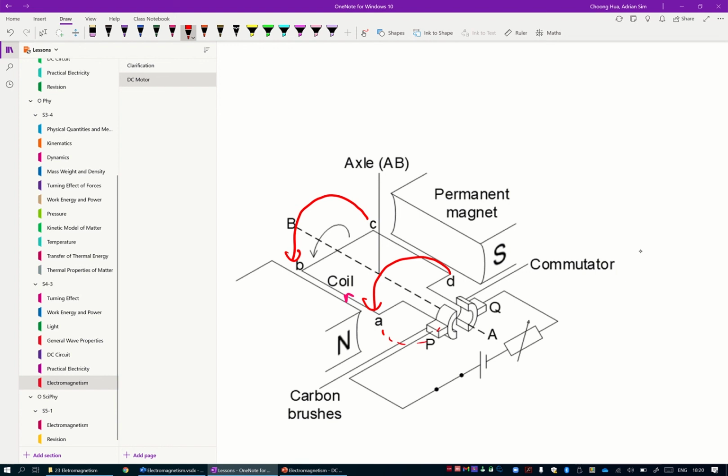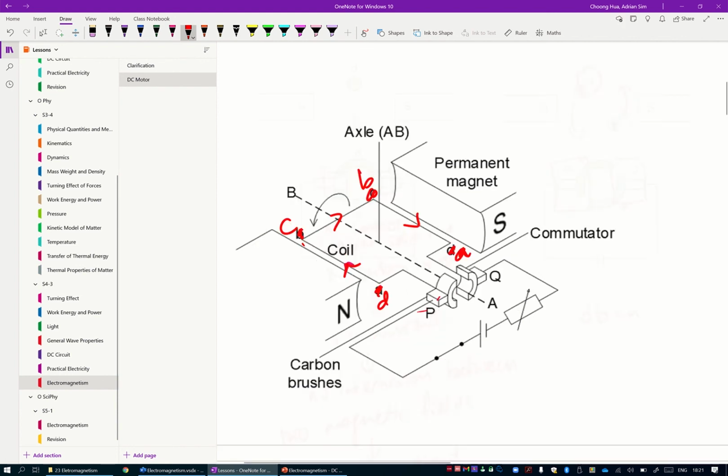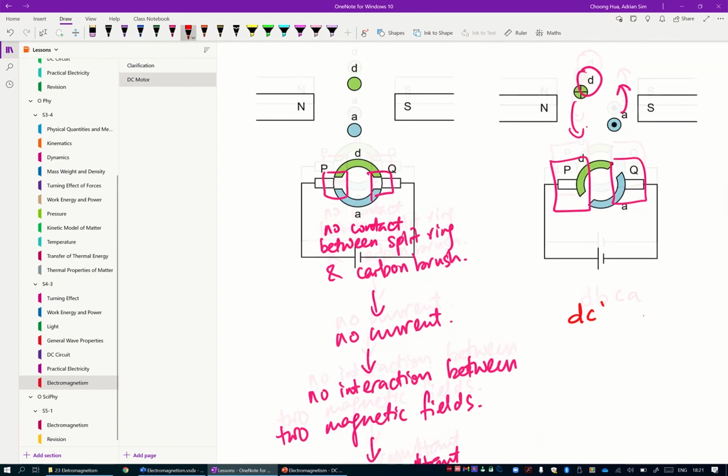A rotated to the other position, B rotated to the other position. Right now, the position of these 4 points have really changed. This is now D, this is now C, this is now B, and this is now A. And hence, when you look at the current flow, it is from D, C, B, A. Okay, it becomes D, C, B, A.